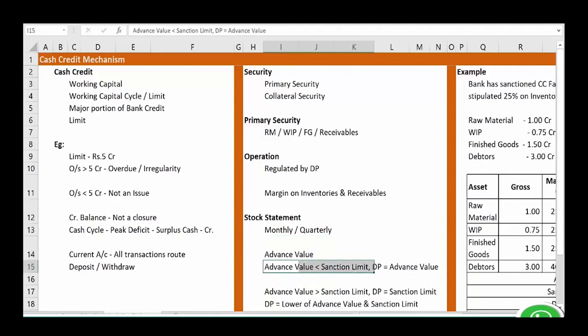If advance value is lesser than the sanction limit, then advance value will be considered as drawing power, and drawings from the facility will be restricted to that level only. It means if a borrower has drawn beyond this drawing power level already, then that excess portion will be termed as overdue and it has to be liquidated at the earliest to avoid attraction of NPA norms. Okay, and on the other side, if advance value is greater than the sanction limit, then the sanction limit will be considered as drawing power and drawings from that facility will be restricted to that level only. Okay, so this gives rise to the understanding that drawing power is nothing but the lower of advance value and sanction limit. Let us look at this example.